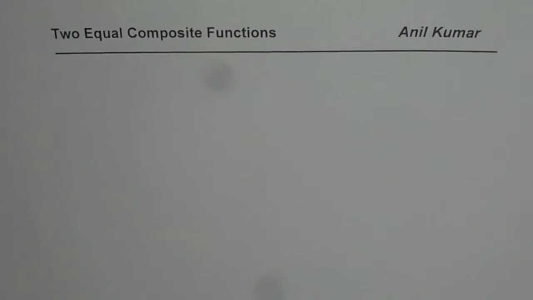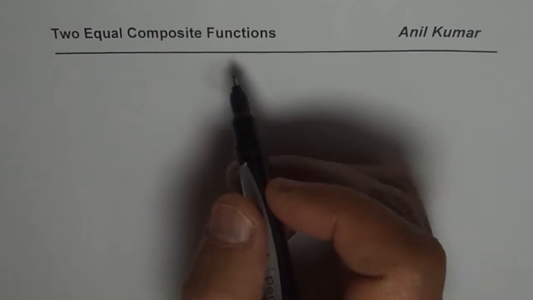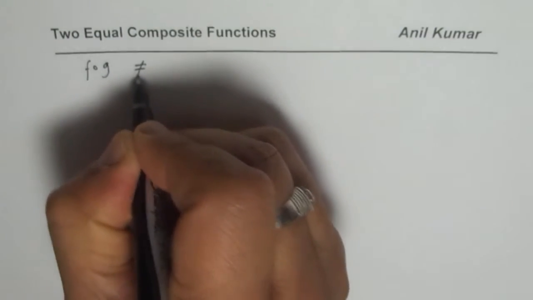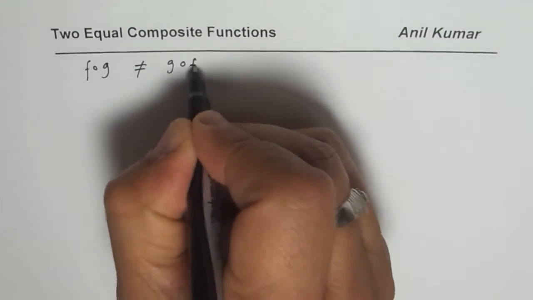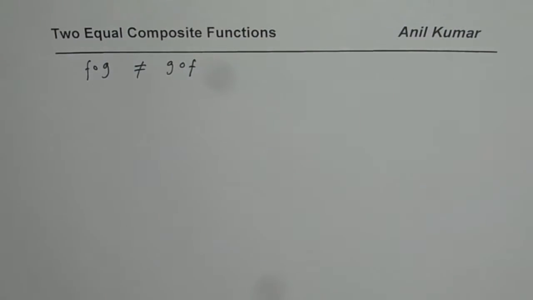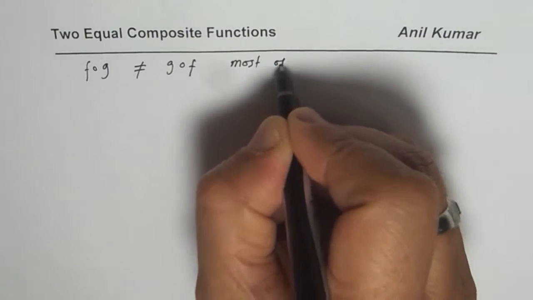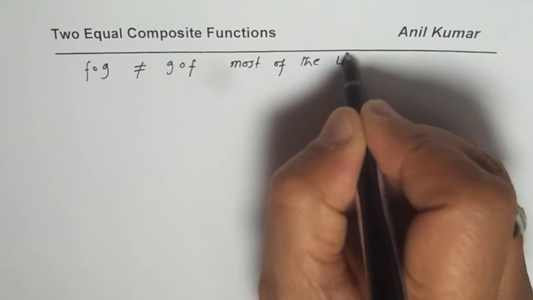Now we have seen that if we start with two functions, then their composite functions are not commutative, right? What I'm trying to say is f of g is not always equal to g of f, right? That is true most of the time.